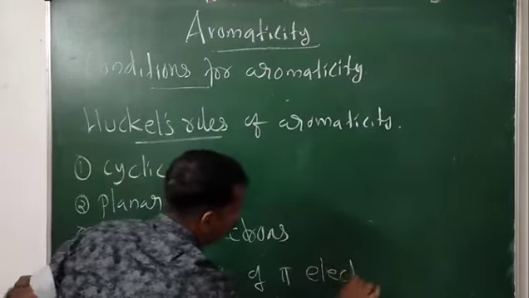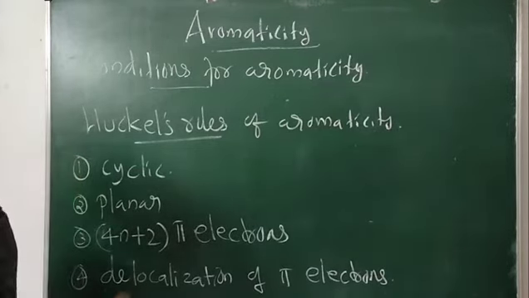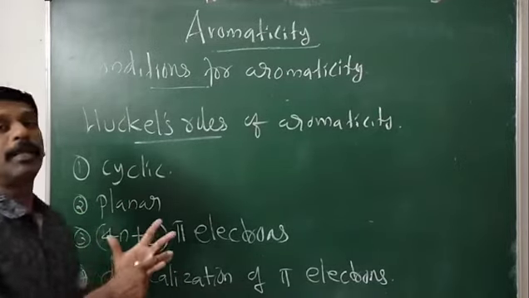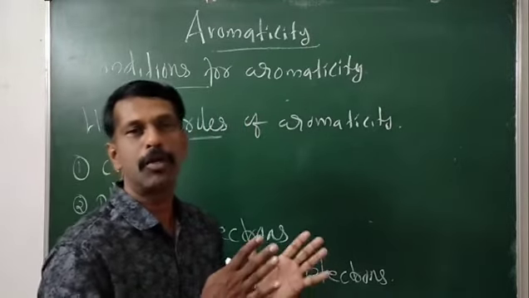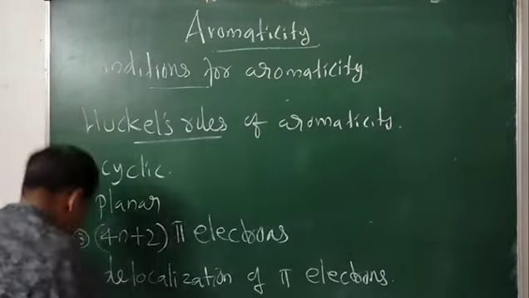So if a molecule has all these four conditions, the molecule must be cyclic, it must be planar, it must contain 4n plus 2 pi electrons, and there must be complete delocalization of pi electrons for the stability of the molecule. If a molecule satisfies all these conditions, we can say that the molecule is aromatic. So let us discuss some examples of aromatic compounds.